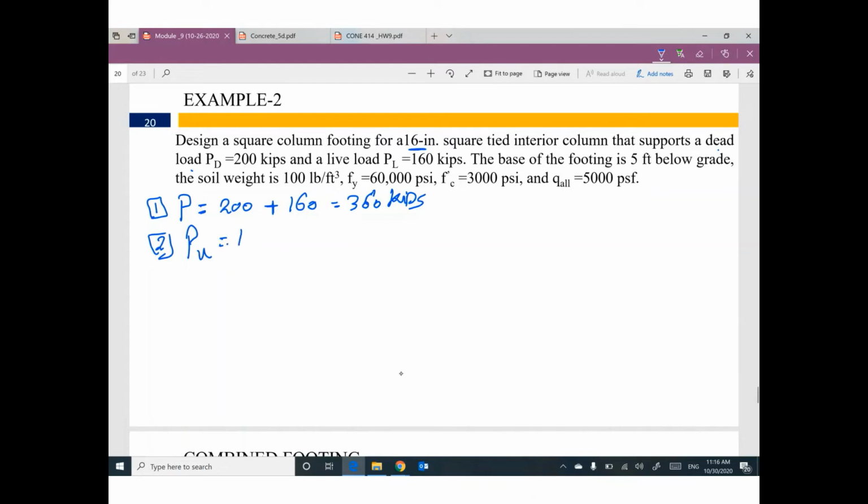Second step, ultimate load. 1.2 times dead, 1.6 times live. I should have a calculator. So 1.2 times 200, 1.6 times 160, 496 kip.